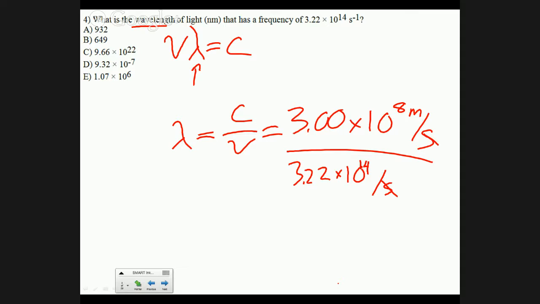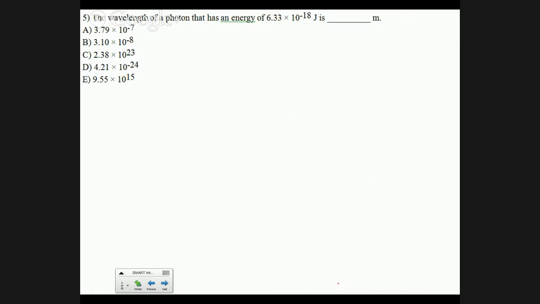And you get an answer of 9.32 times 10 to the negative 7 meters. They want it in nanometers, so you just convert that and you get 932 nanometers. Just a little algebra, making sure you don't make a silly mistake and forget to convert meters to nanometers. They even put that as an answer to throw you off, so that would have been a good wrong answer if there ever was one.